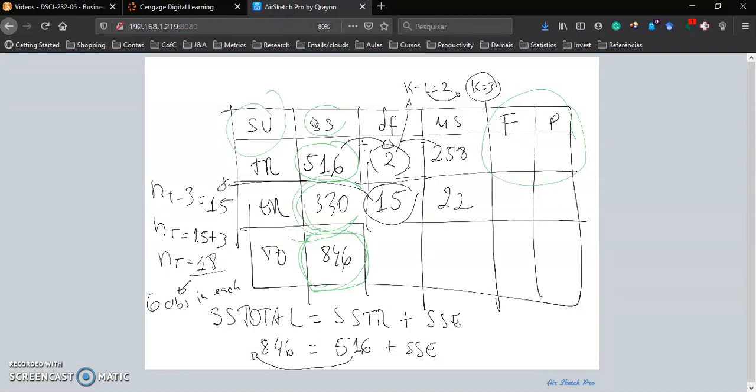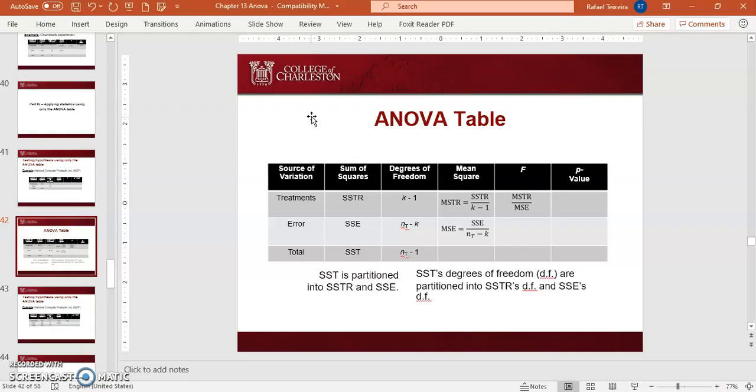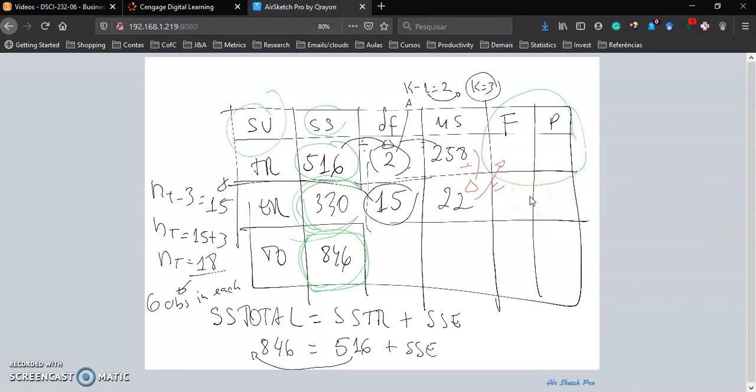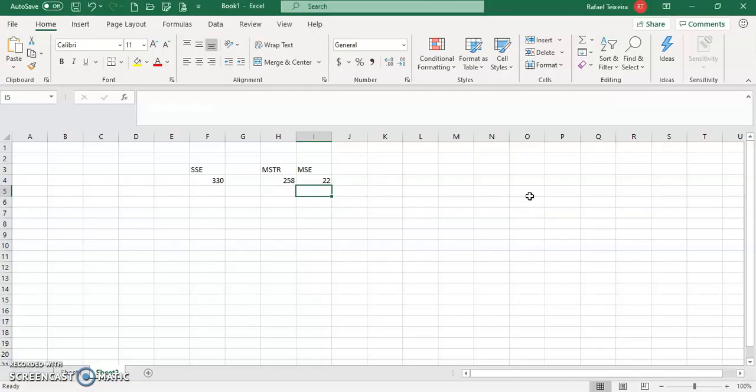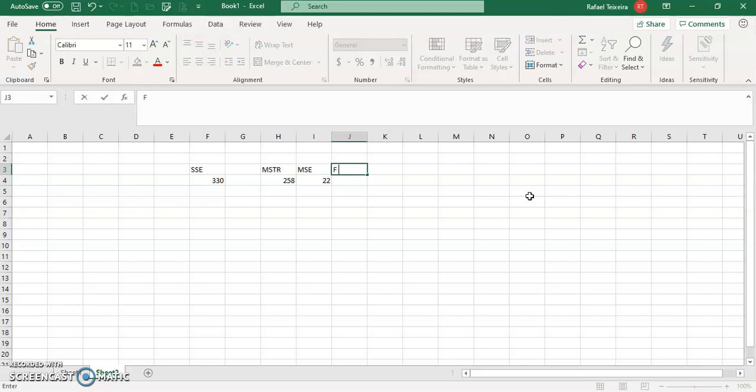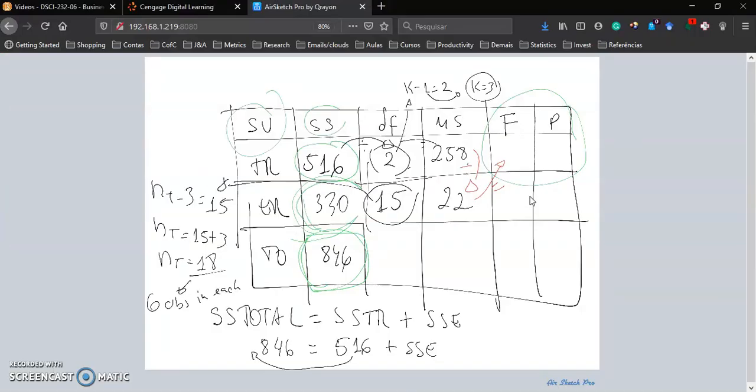Now if I divide this number by this number, I get the F. The F is this number divided by this number: 258 divided by 22, I have my F statistic. So my F stat is equal to 11.72. Now I have to find the p-value of this number and compare it with the alpha level.